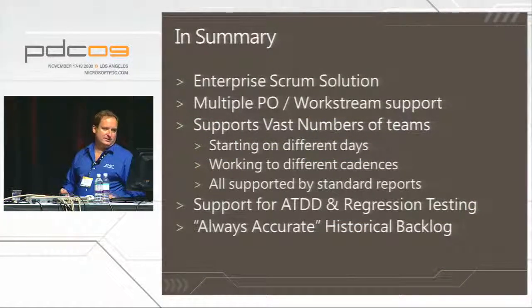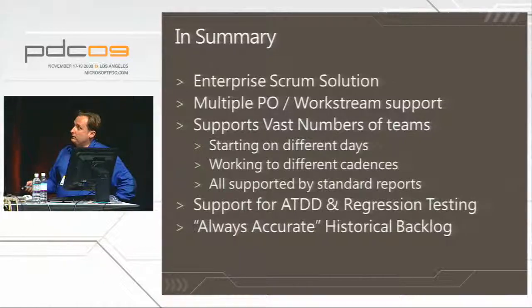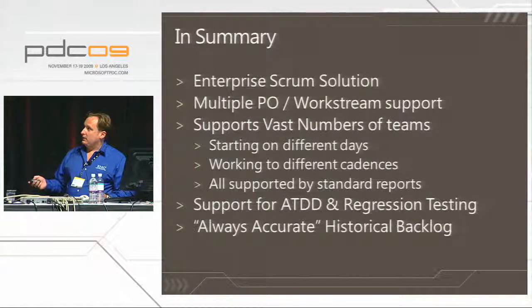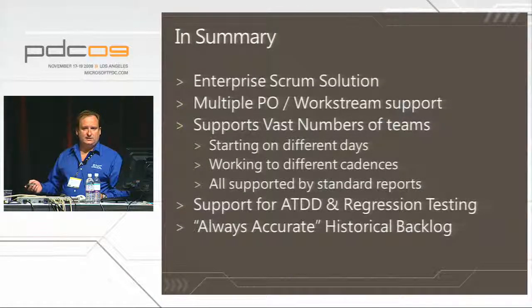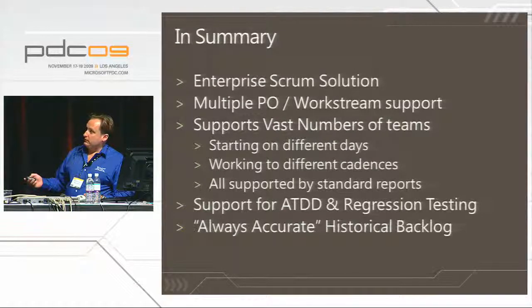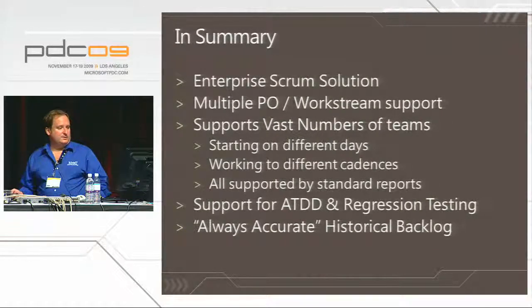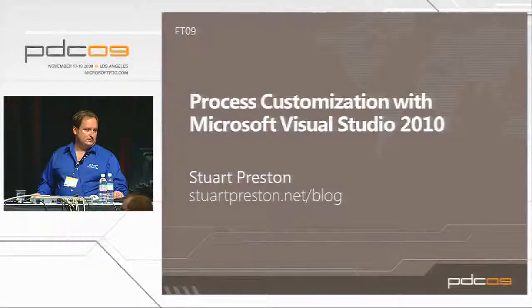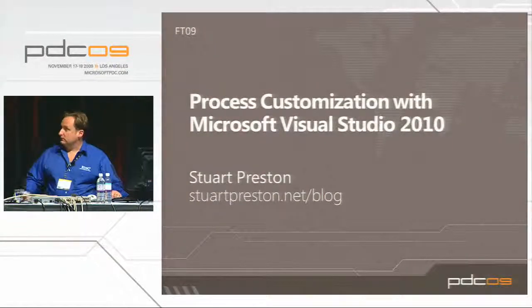So in summary to this section, we feel we've built a really enterprise Scrum solution. I've only managed to touch on a little bit of it here, because we've only got an hour, but it meets the needs of the customers that we deal with at EMC. It handles multiple product owners, multiple work streams. It supports vast numbers of teams over the tree structures. It supports ATDD, it supports regression testing, and it has this always accurate historical backlog. So with that, I'll hand over to Mr. Preston, who will show you how we built some of it.